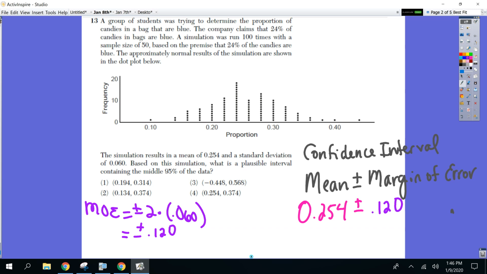Okay, seriously, because some of you guys couldn't. What to do now? Because you couldn't on the test. You do 0.254 minus 0.120, and then you do 0.254 plus 0.120. Those two numbers make up your confidence interval. Go right ahead. That's it.